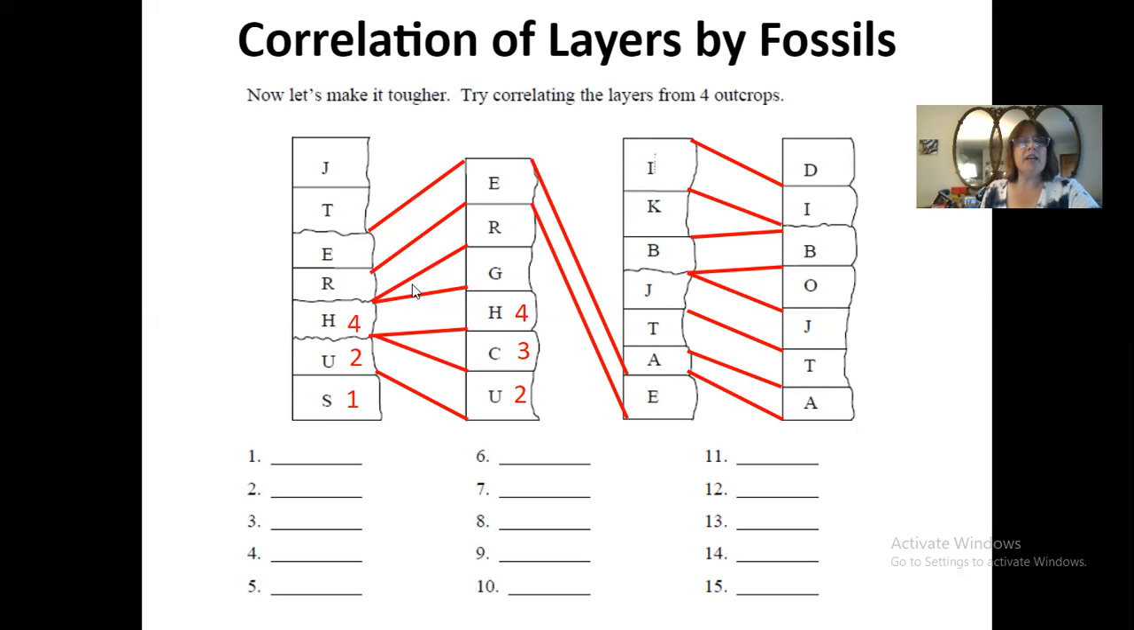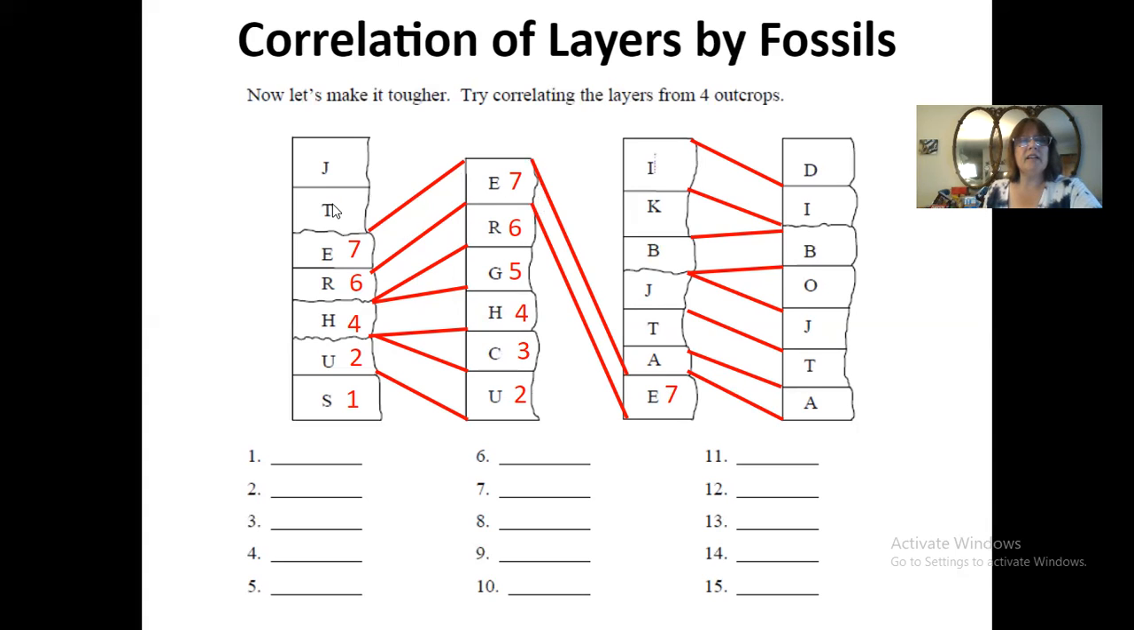And then we have G and R. So there's an R above G, so that means G is older. G is number 5. And then R. And then E. Now remember, there's an E over here, so we have to label it 7 as well, because they're the same age.